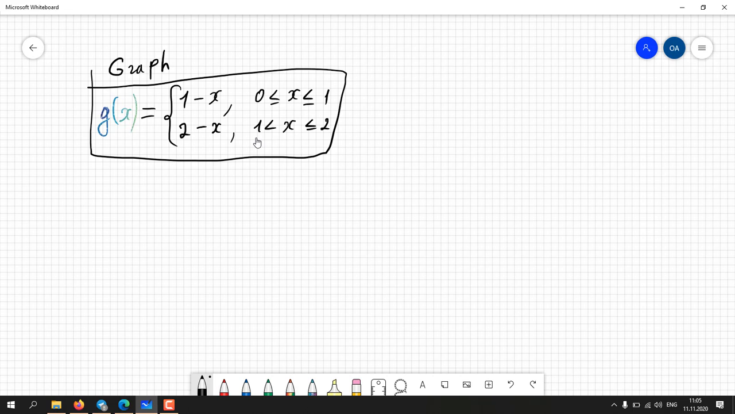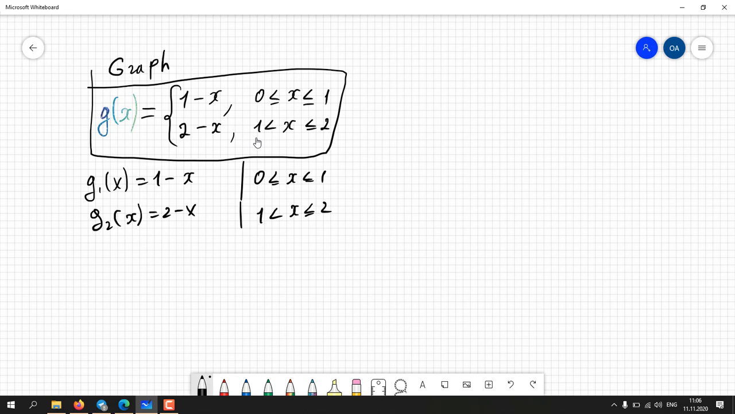We need to graph it. So let me look carefully here. This is not an ordinary function. This is a piecewise defined function. It means I have two functions. I have to graph two functions. The first one, g1 of x is 1 minus x. X's domain is 0 to 1. And g2 of x is 2 minus x. X's domain is 1 to 2. This is the domain. So I have to graph two functions.